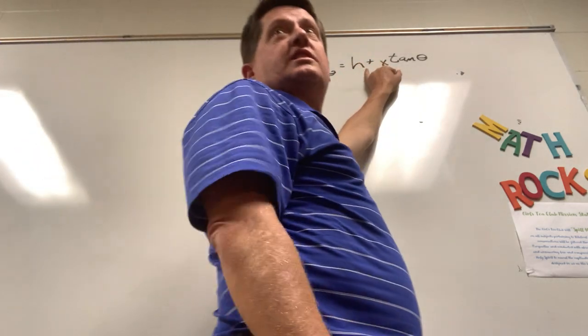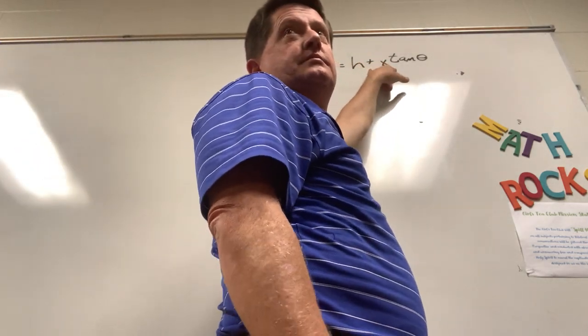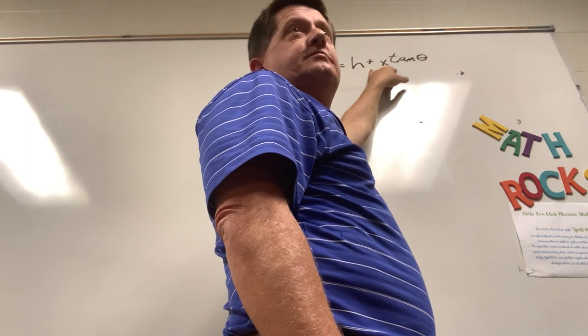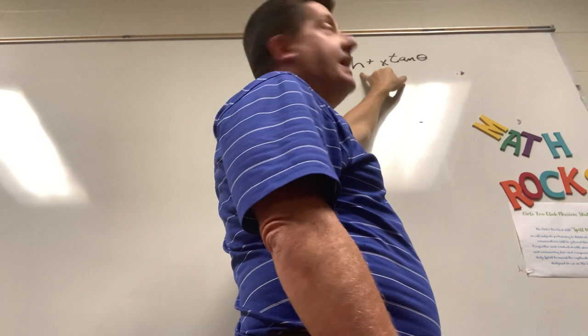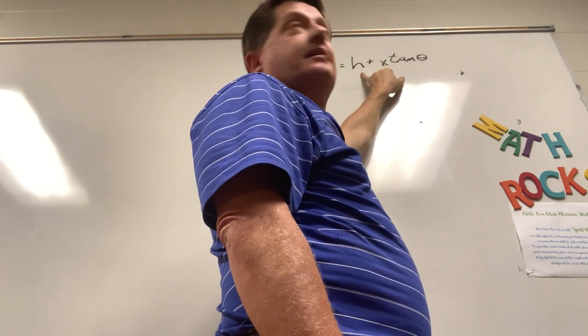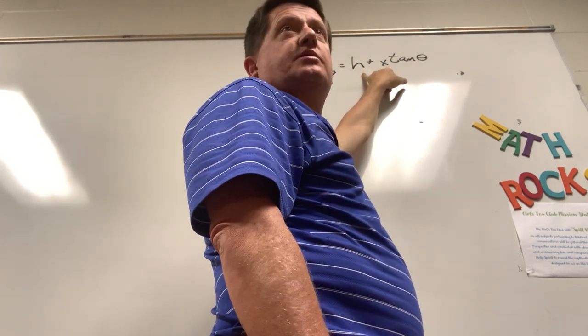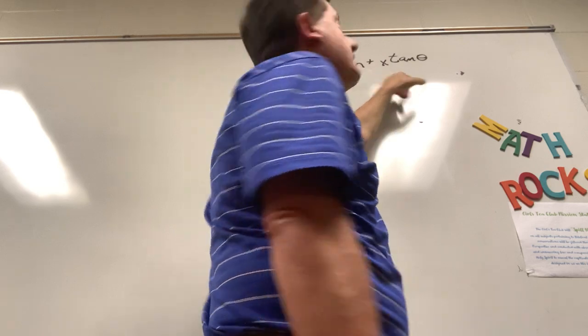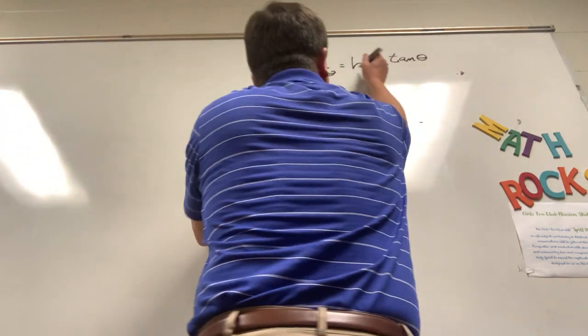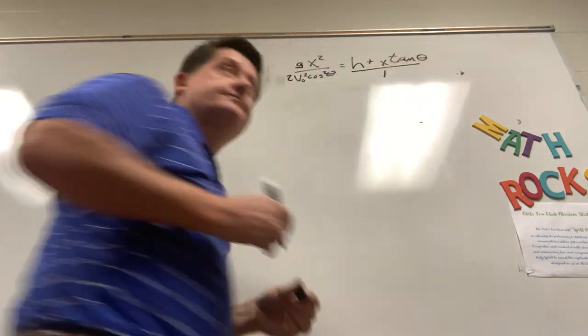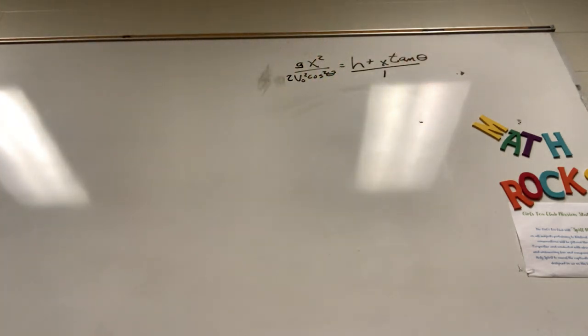I have a sum over here, so I have to be somewhat careful. When I just have products and quotients, it's way easier. When I have a sum or a difference, I have to be a little careful about how I cross multiply and stuff, right? Do you see that this value over here is the same as that? Right?